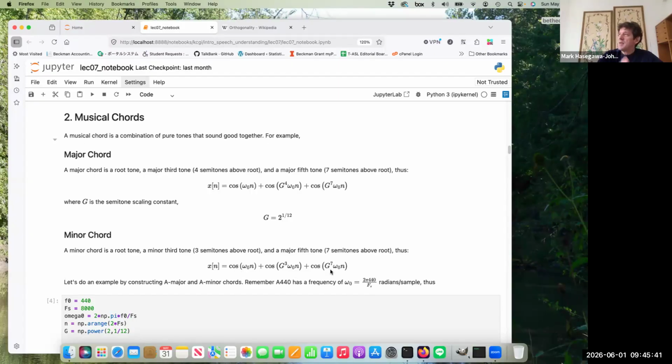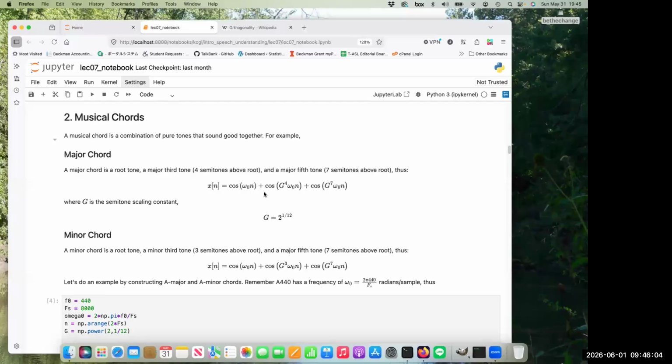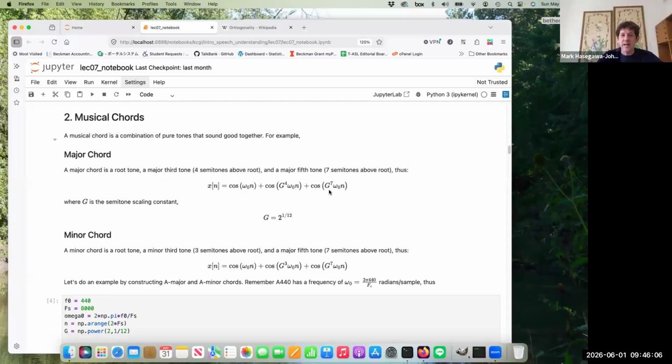Let me see. A sharp, B, C, C sharp, right? So in a major chord, this would be C sharp, and this would be E. In a minor chord, this would be C, and this would be E. Those are the notes on the piano. So this is an A note, and a C note, and an E note. And this would be an A note, and a C sharp, and an E note, right? When we combine those chords, the result will sound kind of sad if it's a minor chord. It will sound kind of happy if it's a major chord.